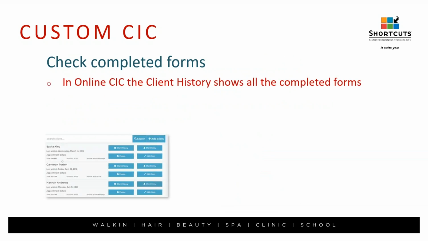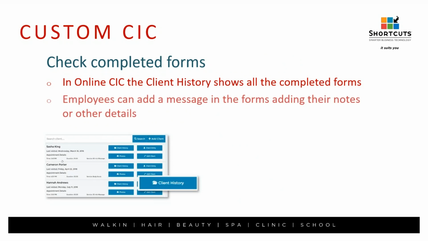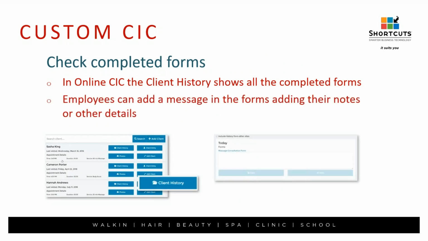So once the customer fills in a form, if the staff has to go back and actually take a look, has the customer filled in a particular form? Do they have to fill in a new form? How do you look for that? So you would, again, go to your online CIC. And when you search for the customer, you press the client history button.